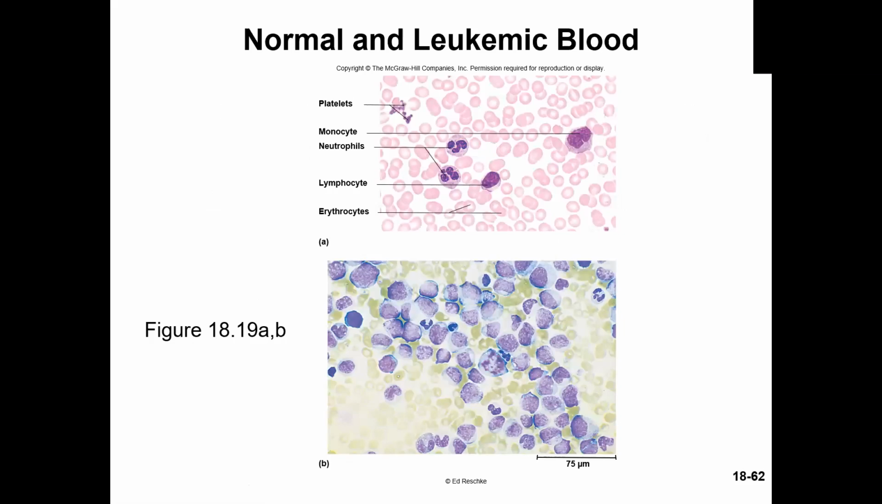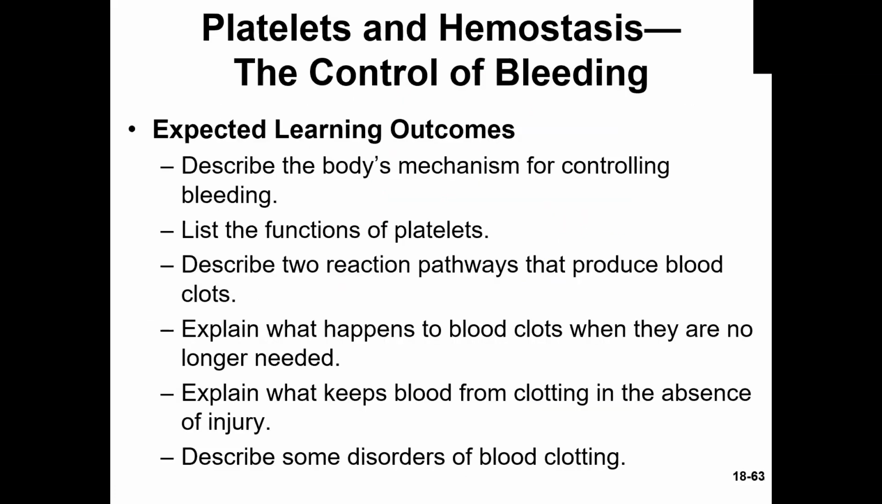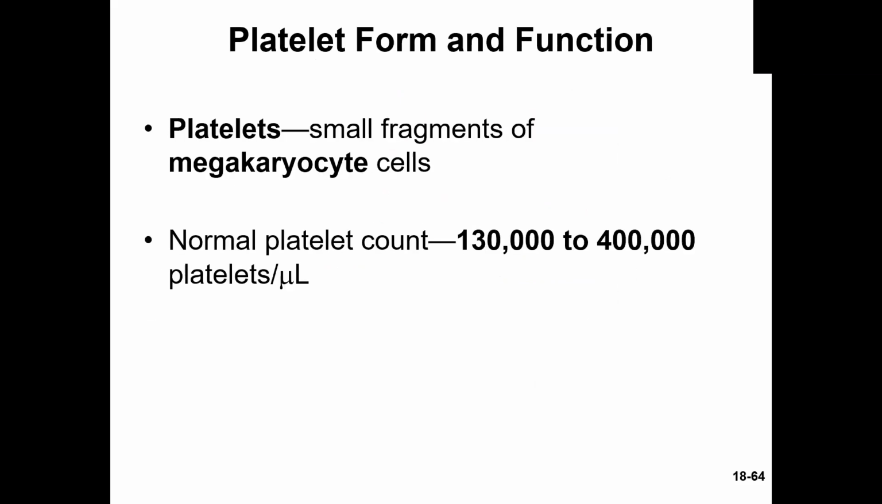So this slide is interesting. It does compare normal blood, top slide, and then leukemic blood. So we have a really high percentage of white blood cells where they should not be. Now we are going to get into the function of platelet formation and blood clotting.